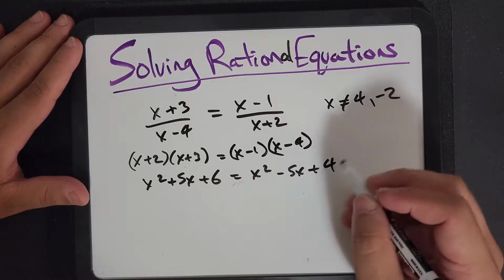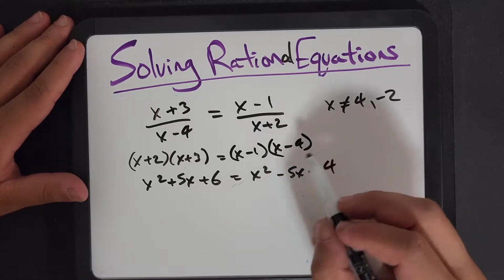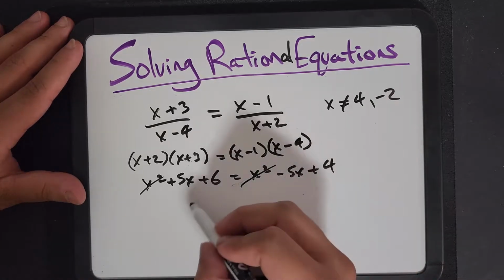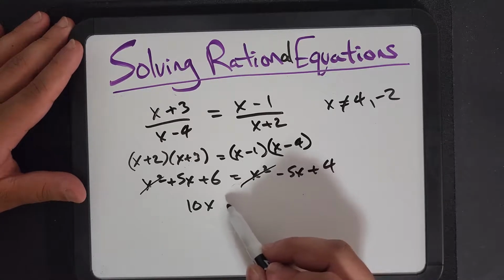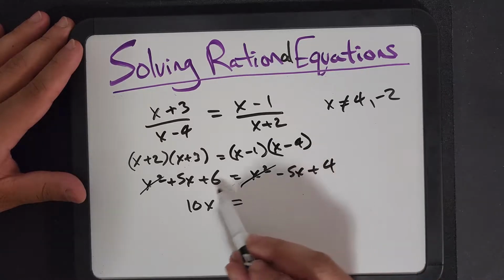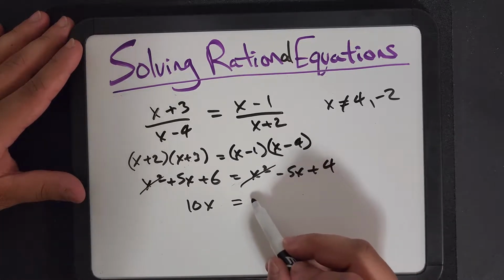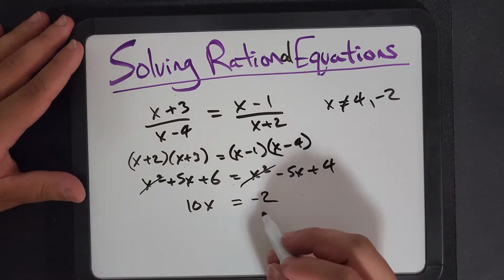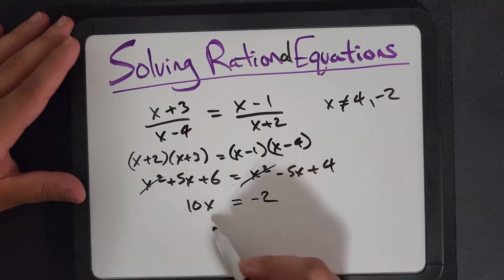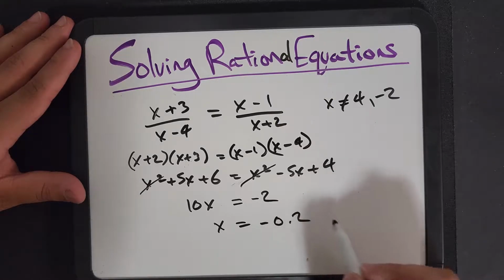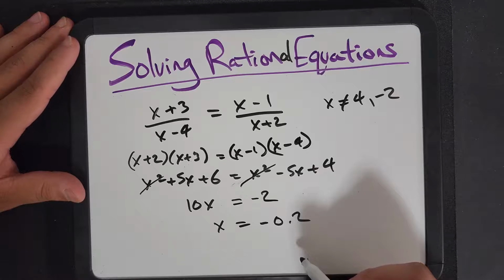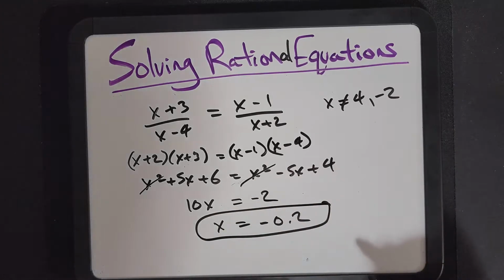Now we can start solving. We have x squared on both sides, that cancels out. We can move the 5x to one side, 5x and 5x, giving 10x. Then we have plus 6 on this side; we'll move that over to the 4 and subtract it, and we should have a negative 2 here. So we have 10x equals negative 2, so x equals negative 2 divided by 10, which is negative 0.2. That is our solution there. So what else can we do?